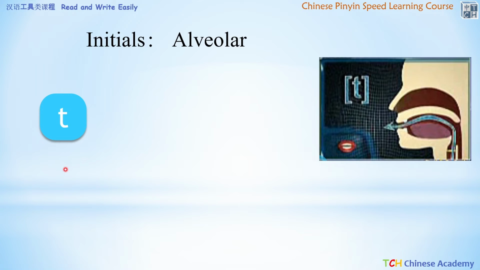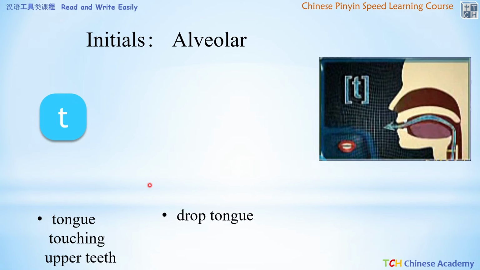And this alveolar initial is t. Just like the previous initial, d, we need to touch the tip of the tongue to the upper ridge of the teeth. And then drop our tongue quickly to force the air out. And so the sound is aspirated, just as we pronounce the English word time. So, t.